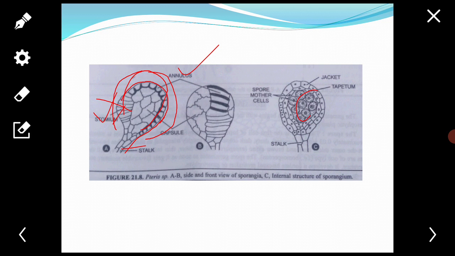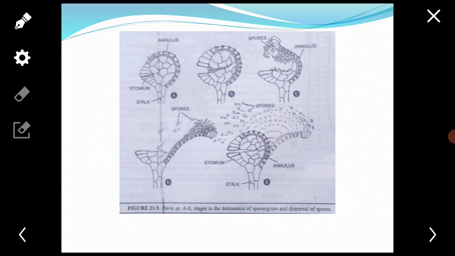Next, dehiscence of sporangium. Dehiscence of sporangium normally occurs in dry weather as the coenosorus attains maturity. The false indusium dries and shrivels, exposing the mature sporangia to dry air.